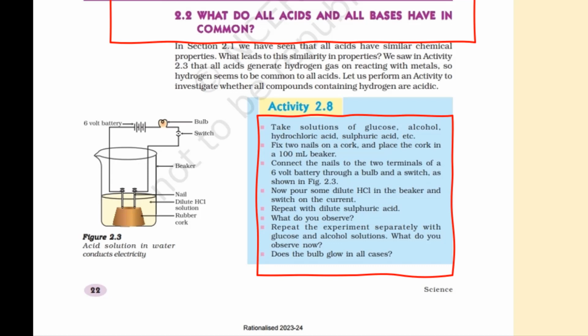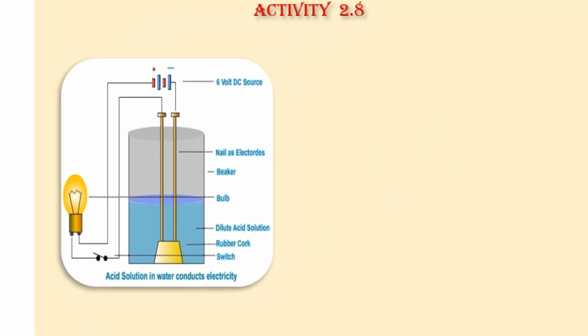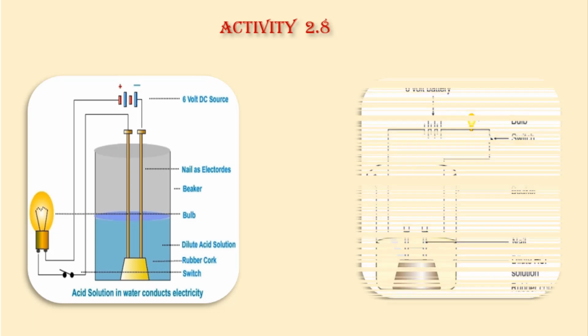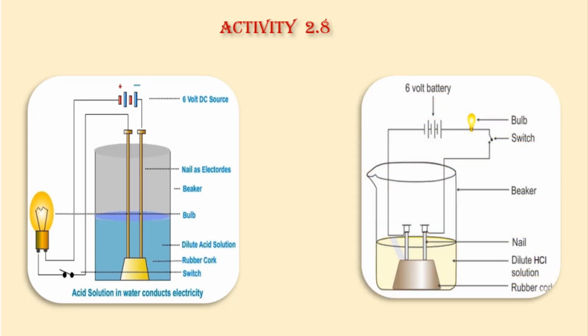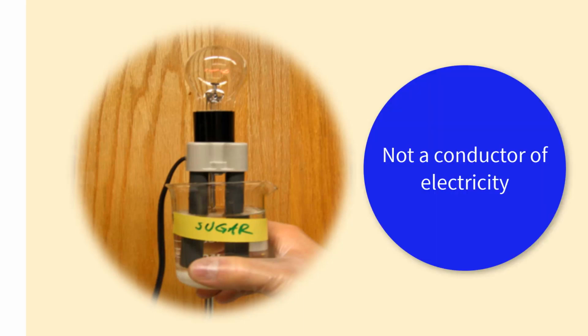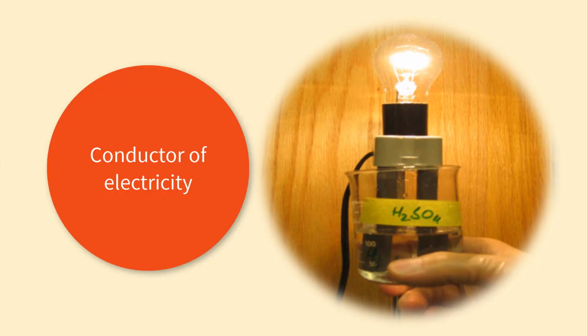Now let us look at these results when the experiment was performed. A dilute acid solution is taken, and we see that the light bulb glows. That means an acid solution in water conducts electricity. We have taken dilute hydrochloric acid or dilute sulfuric acid. They allow the light bulb to glow, proving that they are good conductors of electricity. When you take sugar, it does not allow the bulb to glow, therefore it is not a conductor of electricity. In the case of sulfuric acid, you can see electricity can flow through the solution.